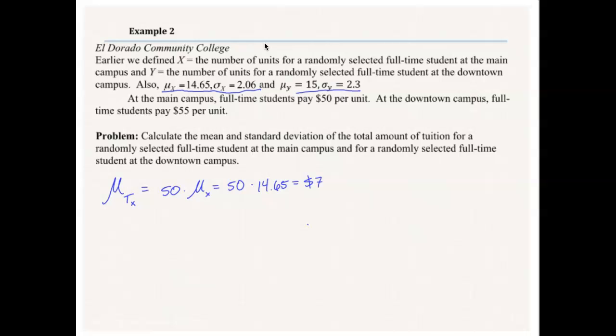Which is $732.50, right? All right, and then let's compute the standard deviation of tuition for the main campus. So sigma Tx, and a multiplier also affects measures of spread in the same way. So we're just going to multiply 50 times the standard deviation of the number of credits for the main campus, which is 50 times 2.06. All right, which is $103.